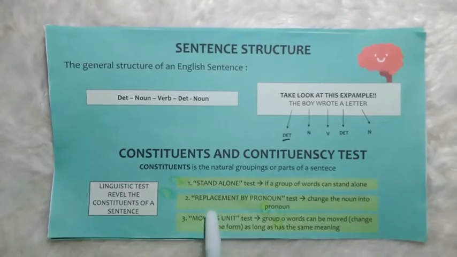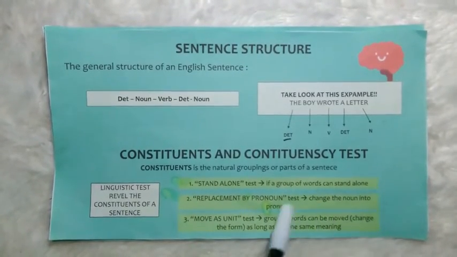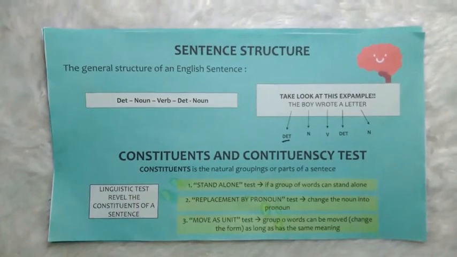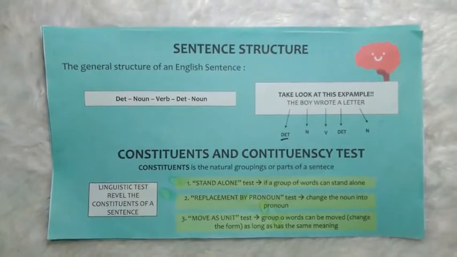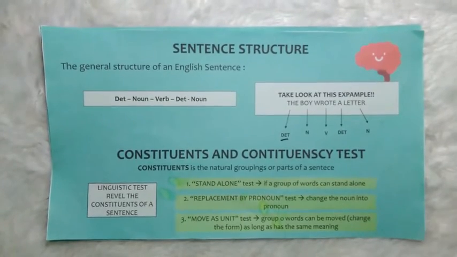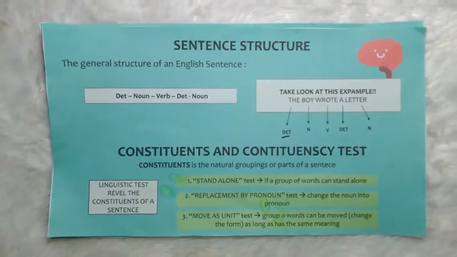And the next is the replacement by pronoun test. Change the noun into a pronoun. So, Angga found a puppy. What did Angga find? Angga found him, while Angga points at the puppy. So "him" here shows a puppy.